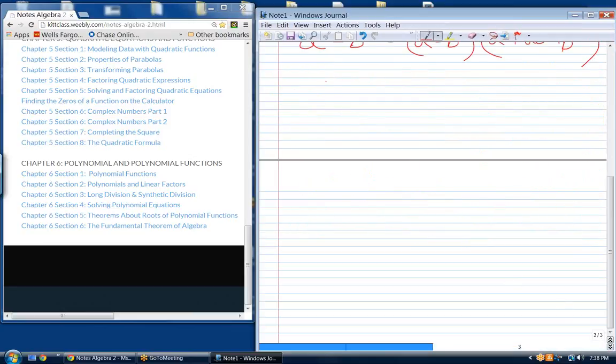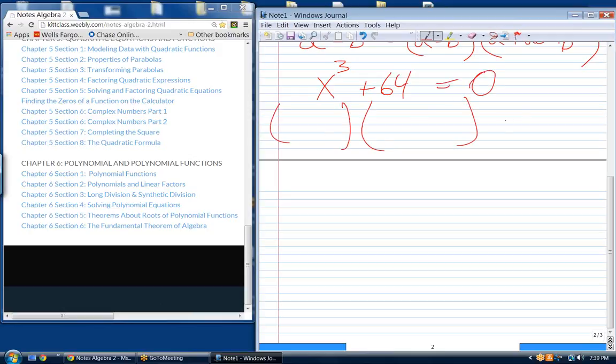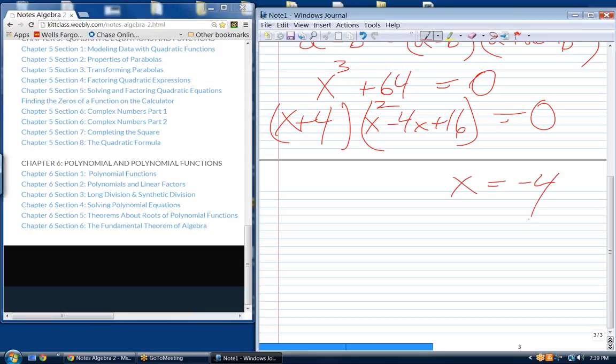This one you actually have to solve. It'd be x cubed plus 64 equals 0. Okay, factor this. X plus 4 times x squared minus 4x plus 16. Okay, now solve this. X equals negative 4. That's one solution, and this will never factor normally. So don't spend any time at all trying to factor that.